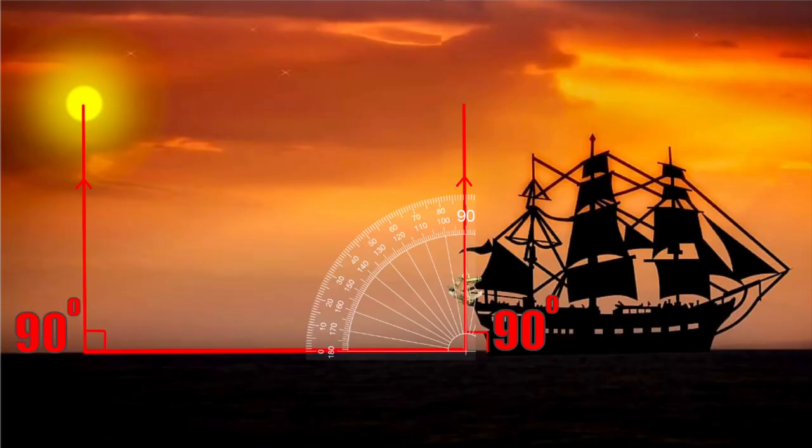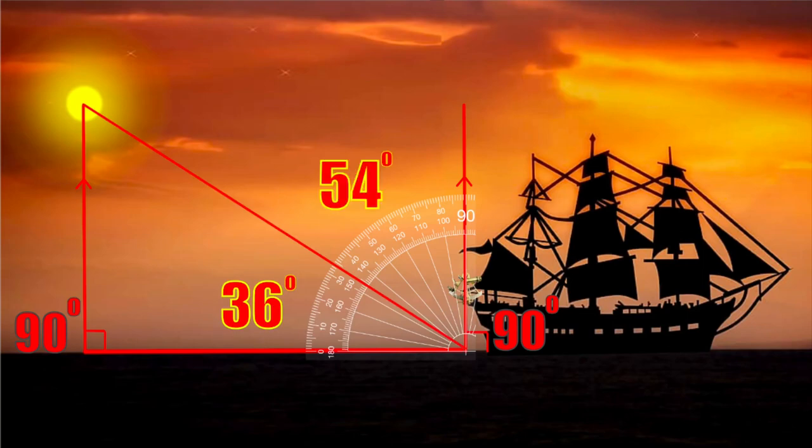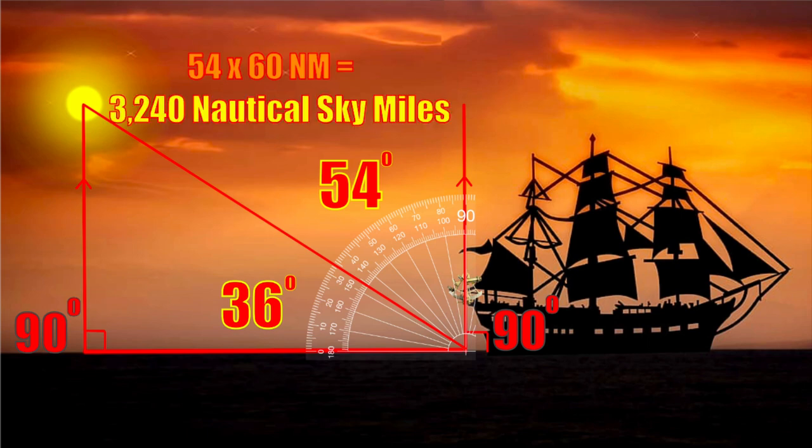For example, an angle that is 36 degrees off the horizon means that there is a deficit of 54 degrees from the 90. So that's 54 degrees of celestial distance from the observer's position, which gives us a straight line sky measurement of 54 degrees by 60 nautical miles, which is 3,240 nautical sky miles.